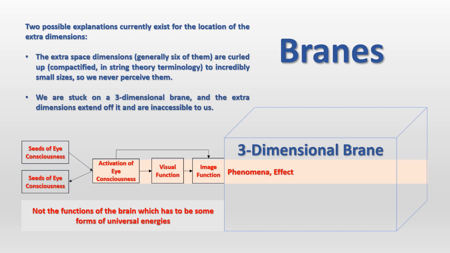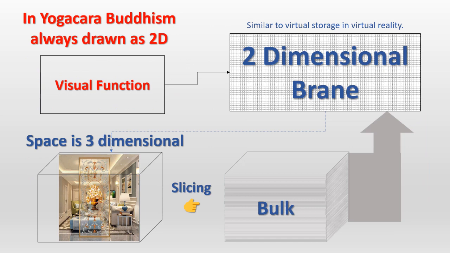With activation of seeds of eye consciousness will split into a visual function and an image function at the same time. The visual function will then interact with the content in the image function. All these descriptions are more like a block diagram and have nothing to do with the brain nor the neurons in the brain. The visual image is always thought of, or drawn as, a two-dimensional surface in Yogacara Buddhism.